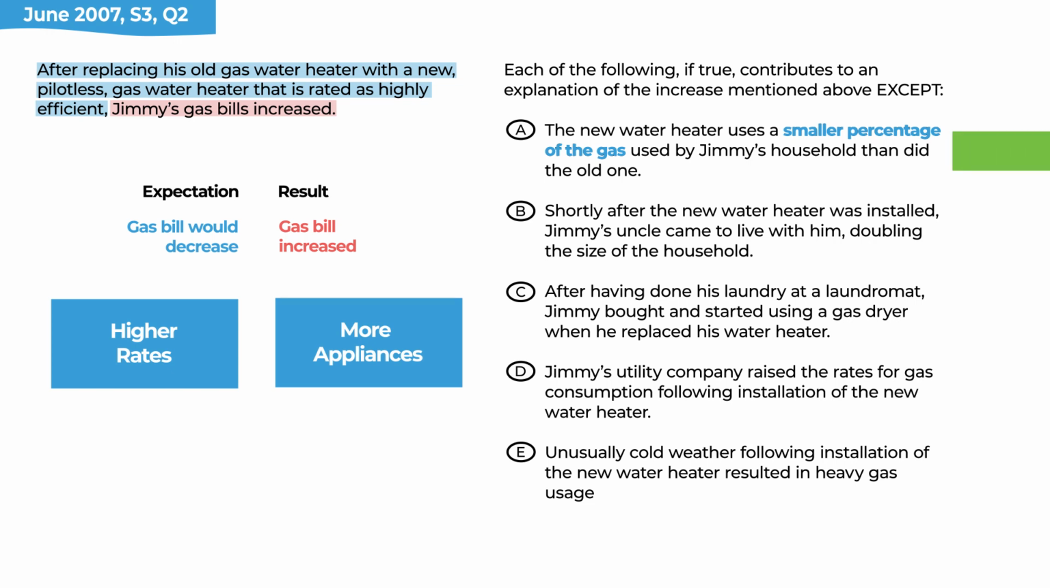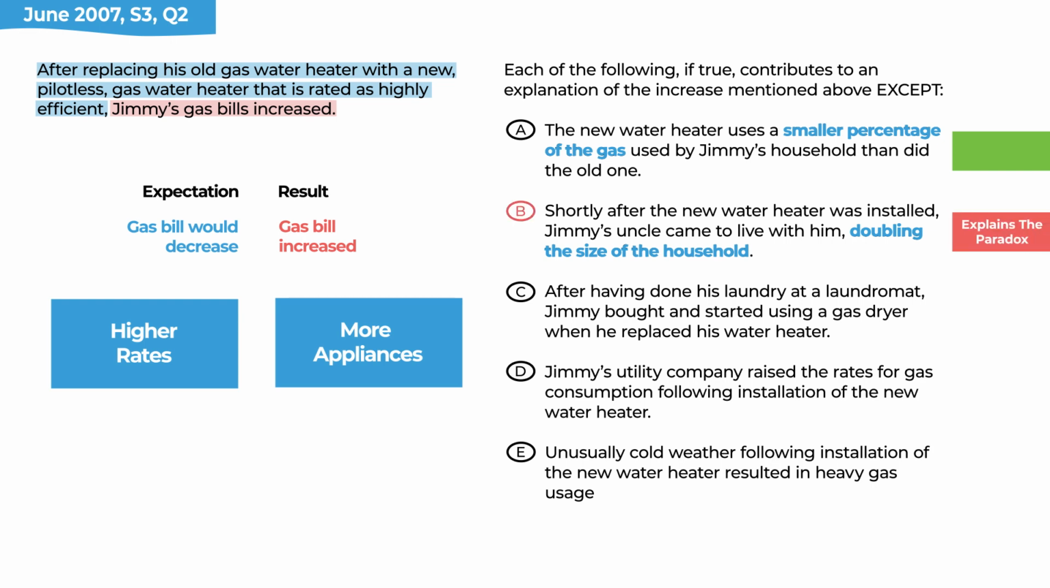Answer choice B says, shortly after the new water heater was installed, Jimmy's uncle came to live with him, doubling the size of the household. Okay, so answer choice B is telling us that we have more people living in the house. Could that explain why the gas bill goes up? Absolutely. If you've got more people who are going to take a shower, more dishes that need to be cleaned, right? This is all going to mean a need to heat more water. And so that could increase the gas bill, even though the water heater is more efficient. So answer choice B seems like it's going to explain the paradox. Let's get rid of it.